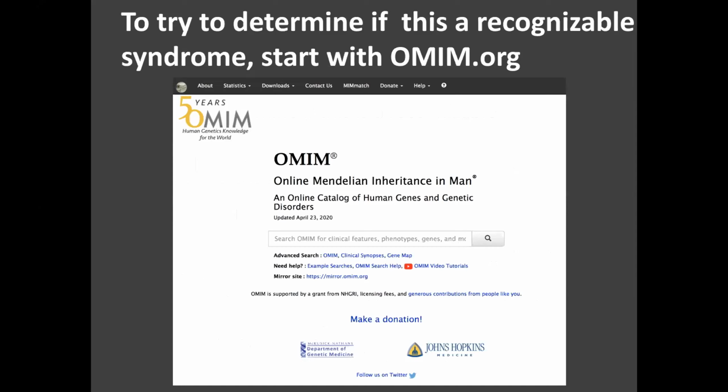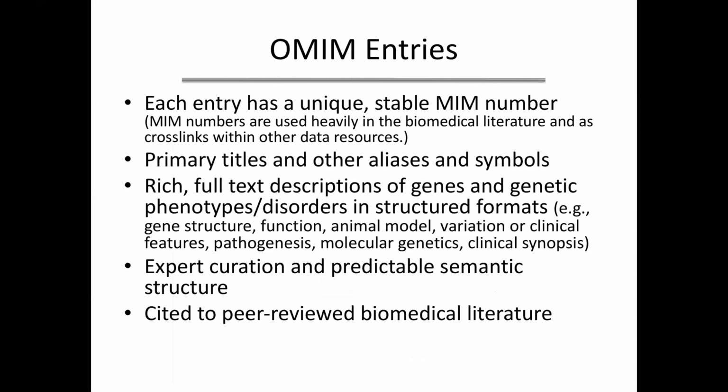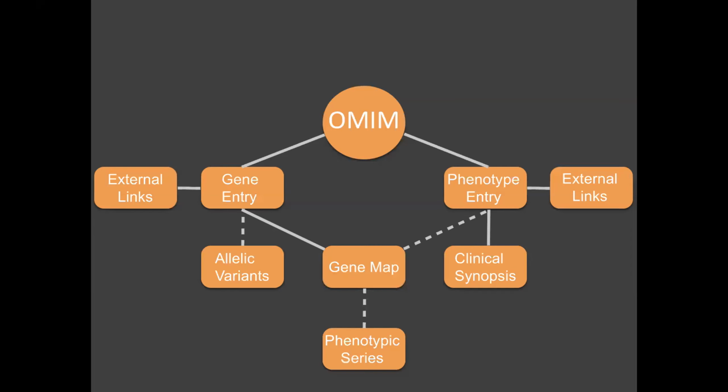18 years, so I am biased. Anyway, it is a catalog of human genes and genetic disorders, and each entry has a stable number. There are titles and aliases. It's a rich, full-text description of genes and genetic disorders, including structure, function, animal models, clinical features, pathogenesis, and clinical synopses. It's expert curated and has a predictable structure, and it's cited to the peer-reviewed biomedical literature. That's the structure of the database. So there are gene entries and phenotype entries. They're linked in a gene map. There are allelic variants, but we are not the variant registry.